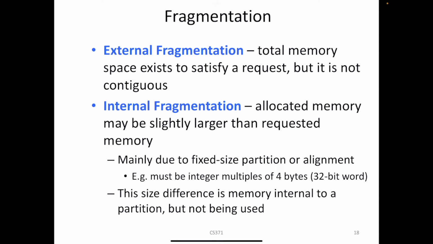Now let's look at another problem which is related to the contiguous allocation problem, called fragmentation. The fragmentation problem can be further divided into two categories: external fragmentation and internal fragmentation. First, let's see the external fragmentation.